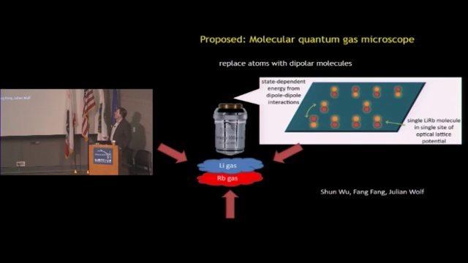We are interested in augmenting our toolkit by replacing the neutral atoms in these lattices with polar molecules. The idea is to take atoms of two different elements and use light to stitch them together into ground state molecules. The folks working on that experiment are listed here, and I see Shun in the back, who was sponsored through the LDRD program for a while.